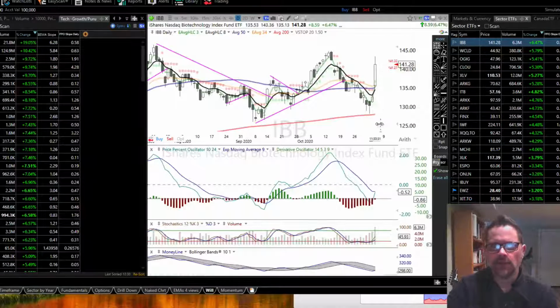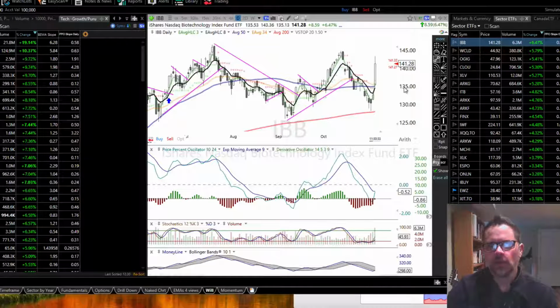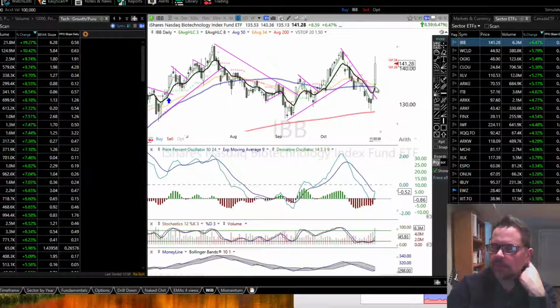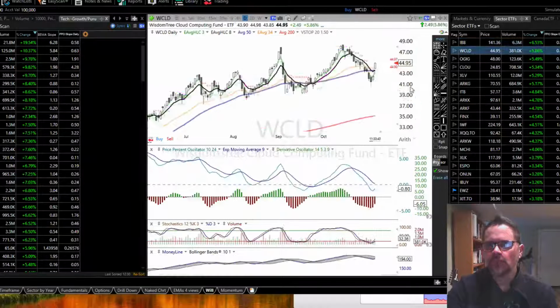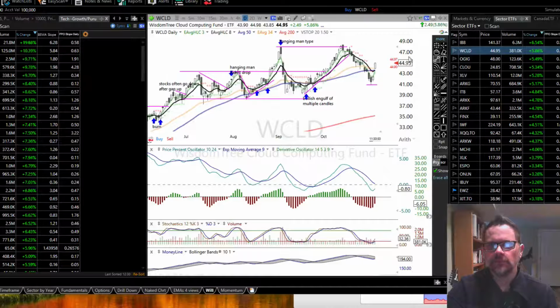So IBB is the biotech. A lot of times you can draw a line vertically down, and then you see this cross up over the 8 EMA and above the 50. So lots of good entry points in terms of signals that we're in an uptrend here. Cloud-based, so it's very similar to what's happening now. We've had a reversal down here and we're shooting up quite a bit.